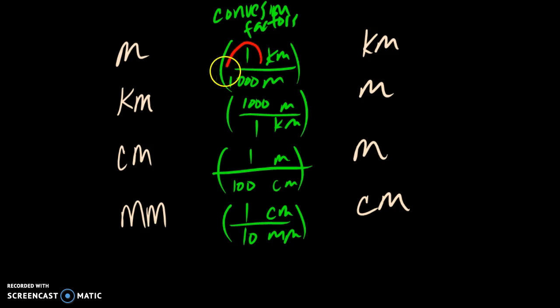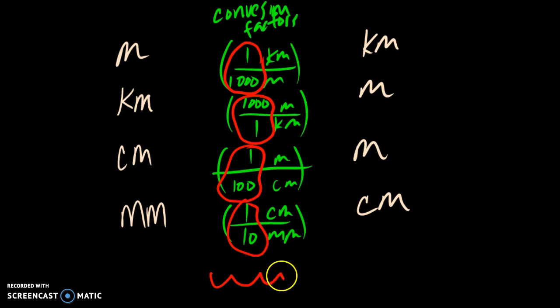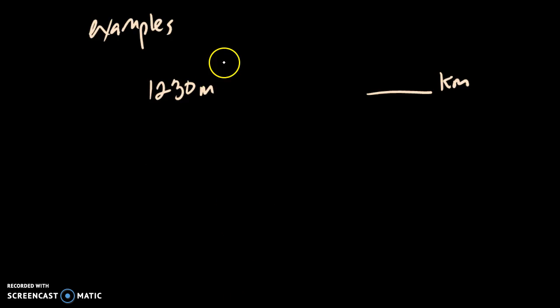If you notice, numerically, these conversion factors are always some multiple of 10. Here it's 1 over 1,000, 1,000 over 1, 1 over 100, 1 over 10. So in effect, when you do a unit conversion in the metric system, you're just moving the decimal place one direction or the other.